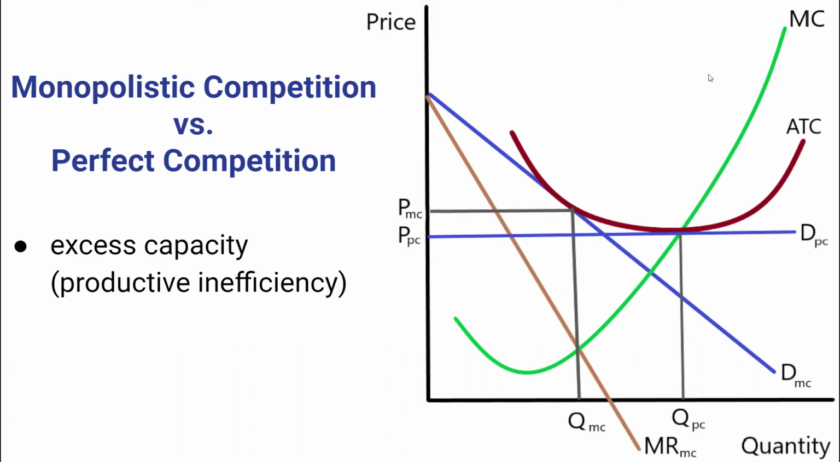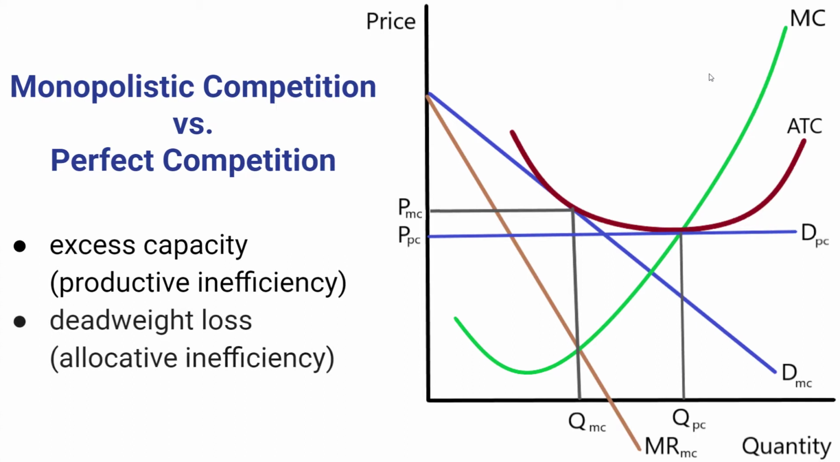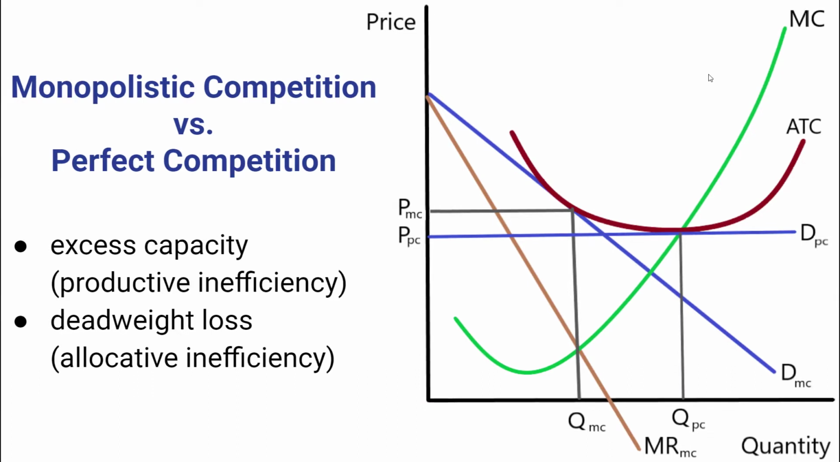The other point, though, is that competitive firms produce where price equals marginal cost, but monopolistically competitive firms produce at a price above marginal cost. And that results, as we've talked about in earlier videos, in deadweight loss and allocative inefficiency. So we lose both productive efficiency and allocative efficiency when we have a monopolistically competitive market.